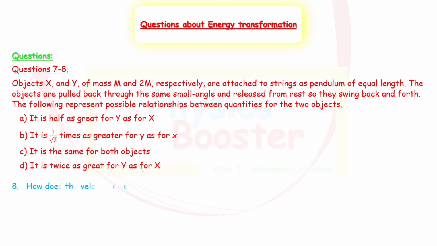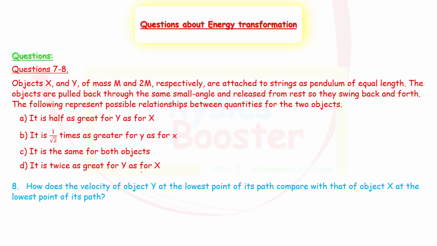Question 8. How does the velocity of object Y at the lowest point of its path compare with that of object X at the lowest point of its path? So it's asking me about the velocity of X and the velocity of Y. Well, remember we said that the velocity of the two objects only depends on the length of the string. And since they both have the same length, we can say that in this case the answer is C. It's the same for both objects.